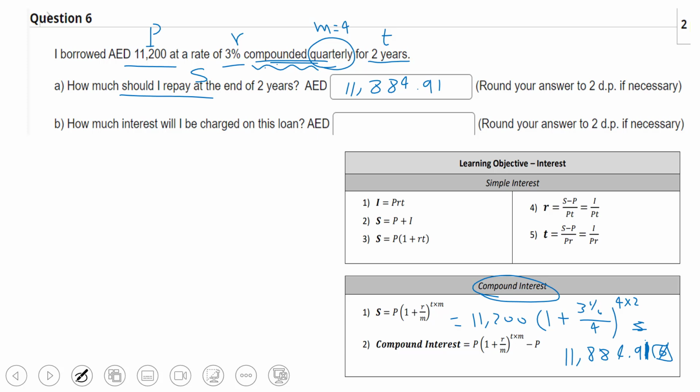Now, he said, how much interest he will pay? He needs I, right? What is the relation between I and S? Yes, I is equal to S minus P, the maturity value or the accumulated value or the future value minus the principal value, right? So I have S already, 11,884.91 minus the principal amount is here, 11,200. Okay, so when you subtract them, you have 689.91. Okay, that's great.